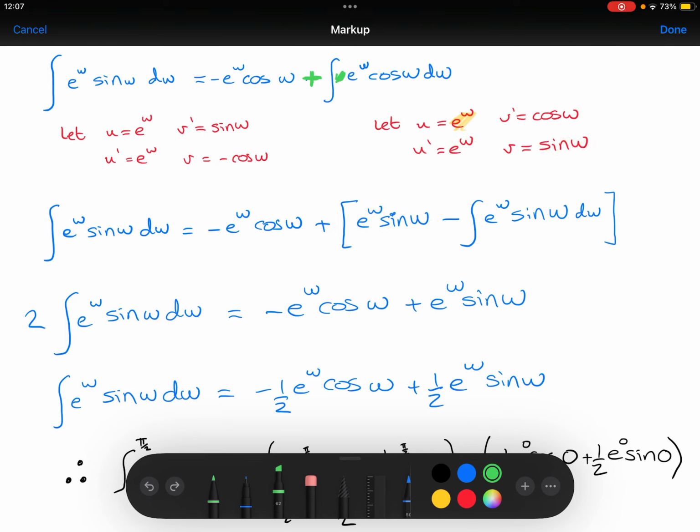Now I'm adding the e to the power w sine w, which is just here. And then I've got this minus e to the power w sine, minus the integral of e to the power w sine w. Now what I noticed is that's the same thing as what I started with over here.